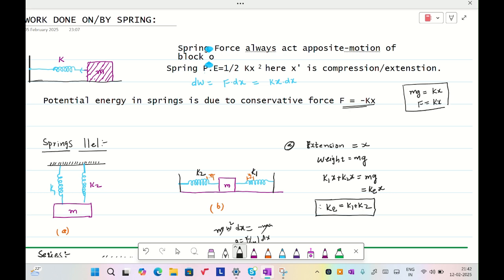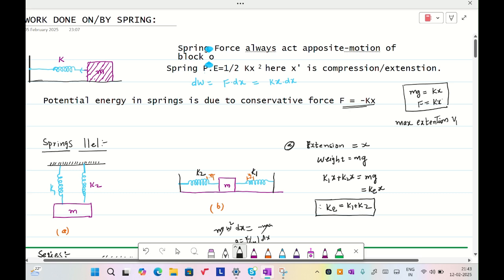The spring is suspended by a mass, or the mass is placed on the spring. So it is in equilibrium, at natural length. So this x is the natural length, and it is in equilibrium. But at maximum extension, the velocity of the block is equal to 0. That means the potential energy half kx square is equal to mg into x.